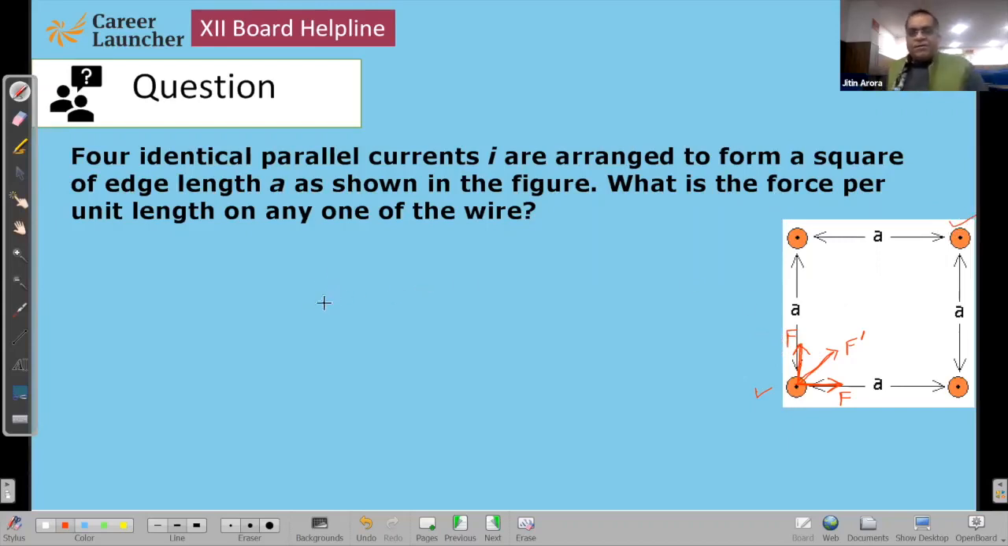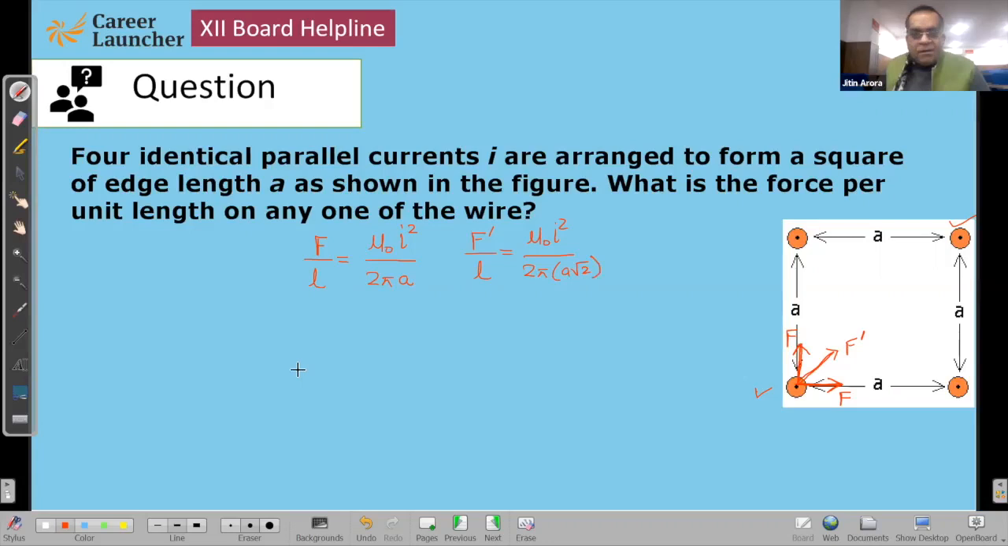So what is the force per unit length? So the first force per unit length is equal to mu naught I1, I2 is same, so I square upon 2 pi A. And F dash per unit length will be equal to mu naught I square upon 2 pi A root 2. Now, if you look at the net force, these are vectors.